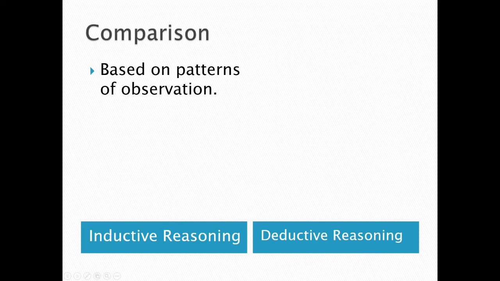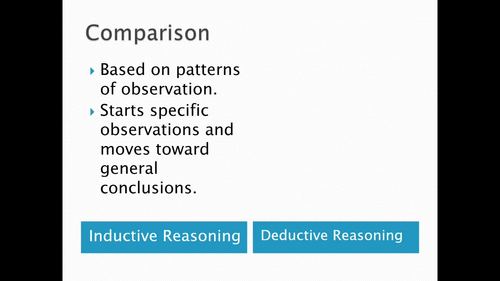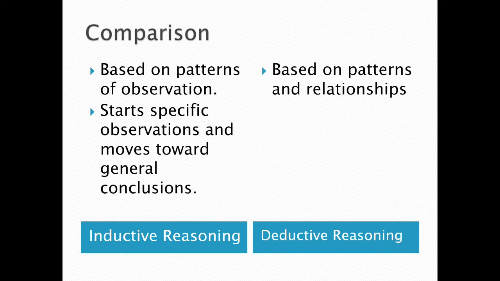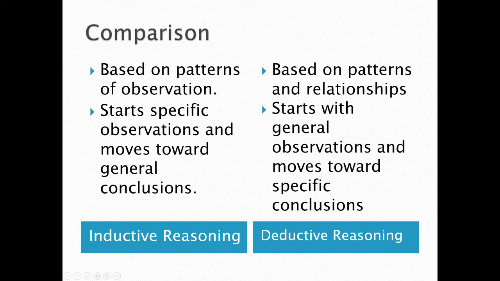Inductive reasoning is based on patterns of observation, and it starts with a specific observation and moves towards a general conclusion. For example, I can say that it rained on Wednesday. That's a specific observation. My general conclusion is it will rain every Wednesday. That's inductive reasoning.